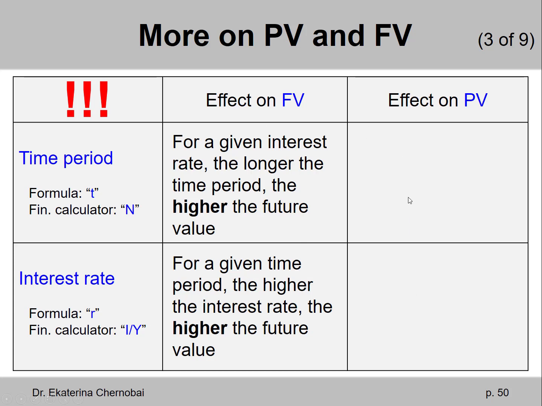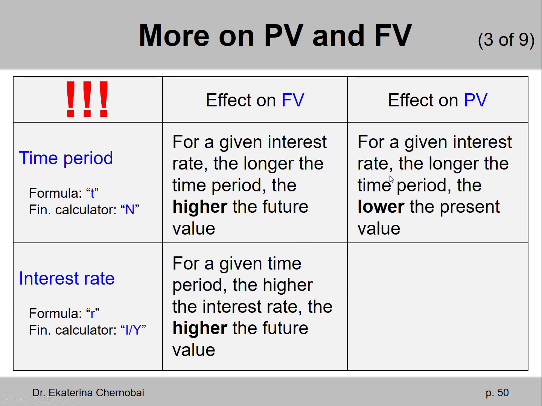For the present value, everything is exactly backwards. For a given interest rate, the longer the time period, the lower the present value. Essentially, this is saying that if you need to wait longer to get some amount of money, then its value for you drops.